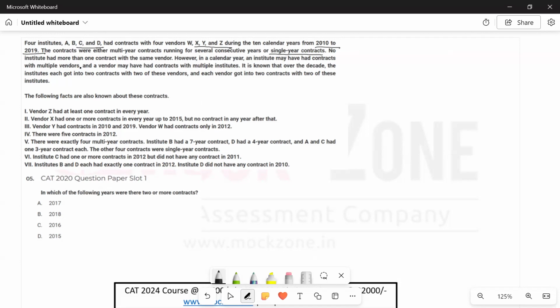For example, अगर 2010 की बात कर रहे हैं तो उसमें कोई भी एक institute, it might have contracts with multiple vendors, W, X, Y, or Z, and a vendor may have contracts with multiple institutes, and vice versa. It is known that over the decade, institutes each got into two contracts with two of these vendors, and each vendor got into two contracts with two of these institutes. मतलब हर एक कॉन्ट्रैक्टर को दो इंस्टीट्यूट्स मिले और हर एक इंस्टीट्यूट को दो कॉन्ट्रैक्टर मिले ओवर दीज 10 years. द फॉलोइंग फैक्ट्स आर नोन.